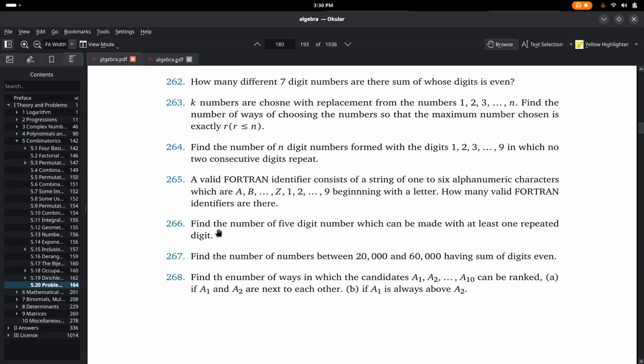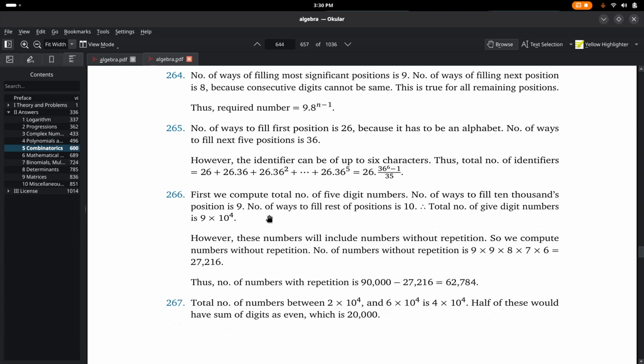Question 266 says: find the number of 5-digit numbers which can be made with at least one repeated digit. We can fill the 10,000th place in a 5-digit number in 9 ways. The rest of the positions can be filled in 10 ways. The total number of 5-digit numbers is 9 multiplied by 10 to the power 4, that is 90,000.